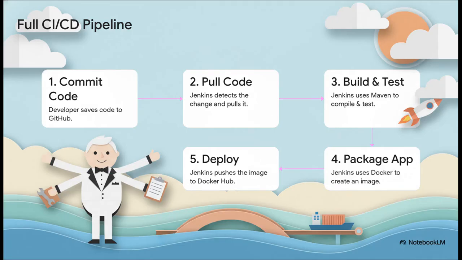Okay, let's walk through this journey. Step 1. A developer commits their new code. Step 2. Jenkins immediately sees this change and pulls the code in. 3. It tells a tool like Maven to build it and run all the tests. 4. If all those tests pass, and only if they pass, it tells Docker to package the application into a neat little container. And finally, step 5. Jenkins pushes that container to a central registry where it's ready for deployment. And the best part? This entire sequence happens automatically, often in just a matter of minutes.